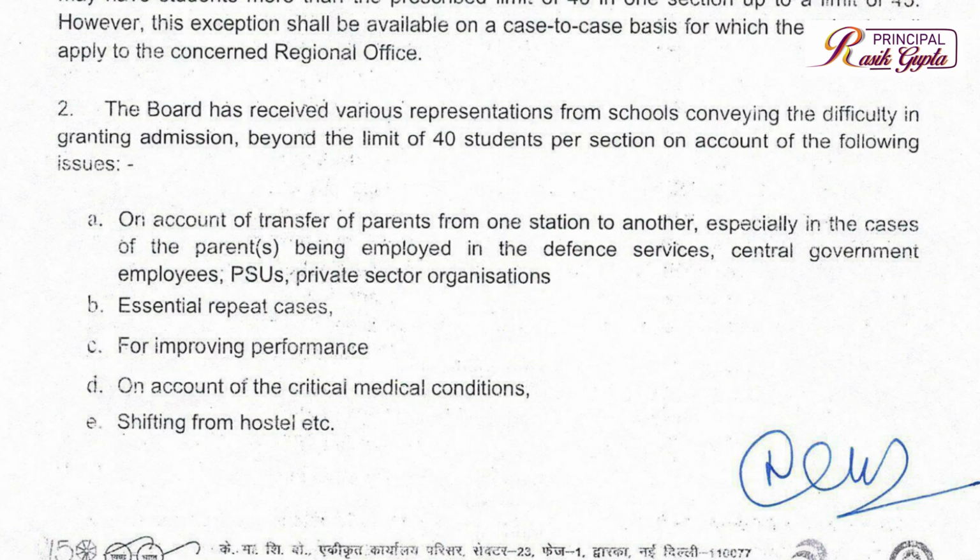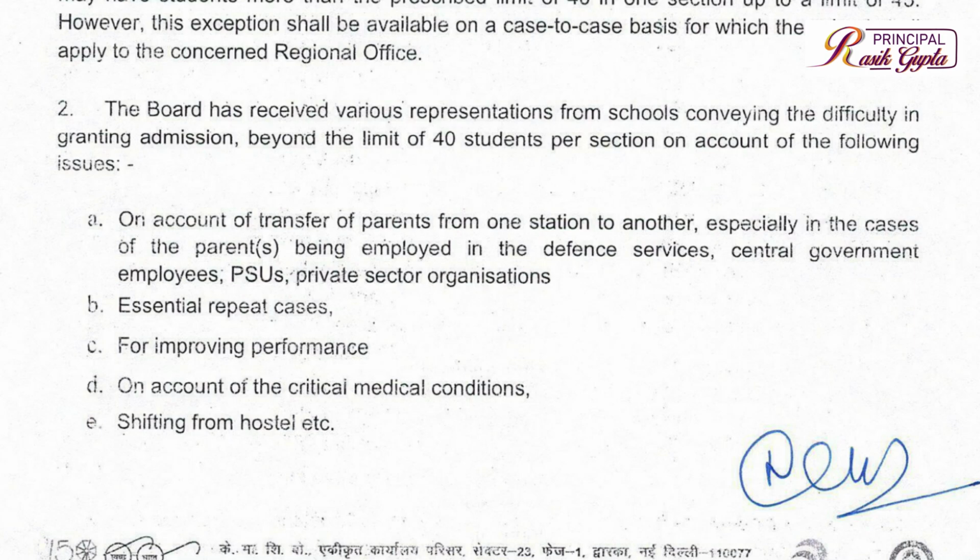Plus, those essential repeat cases we mentioned. Students wanting to re-enroll to improve their marks, students with serious medical issues needing a school change, even kids moving out of hostels. Wow, okay. So a whole range of legitimate reasons why a student might need admission outside the usual cycle or limits. Exactly. And sticking rigidly to 40 just wasn't working for these genuine cases. Which brings us to this latest circular, number 11/2025. This seems to be the direct response then. It certainly looks that way. It addresses these specific pressures.